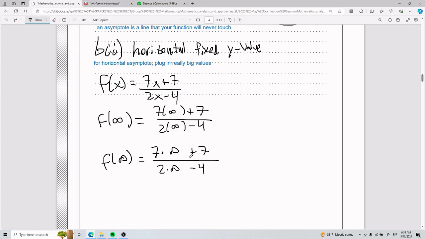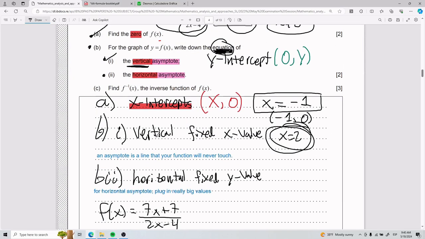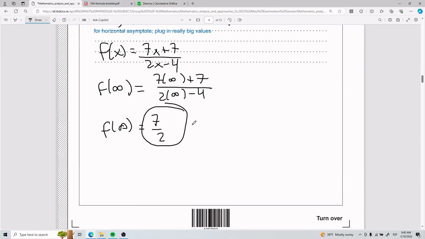So just think about it as 7 times a massive number plus 7, divided by 2 times a massive number minus 4. How much effect do you think these numbers are going to have? Nothing. They're going to have no effect because they're next to a massive number. So once you plug in infinity, the 7 and the negative 4 don't really matter. And so technically, what you're really looking at is 7 over 2. And so the equation for the horizontal asymptote is just going to be y equals 7 over 2, okay?